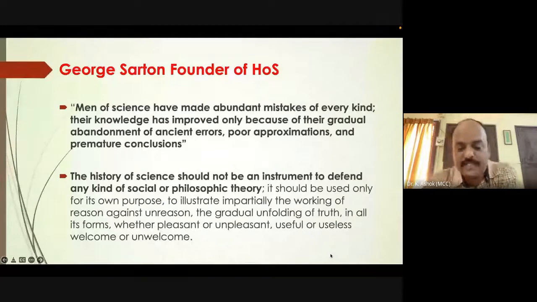And he also says, the history of science should not be an instrument to defend any kind of social or philosophic theory. It should be used only for its own purpose, to illustrate impartially the working of reason against unreason, the gradual unfolding of truth in all its form, whether pleasant or unpleasant, useful or useless, welcome or unwelcome. I repeat, this is a very important quote of George Sarton. The history of science should not be an instrument to defend any kind of social or philosophical theory. It should be used only for its own purpose.